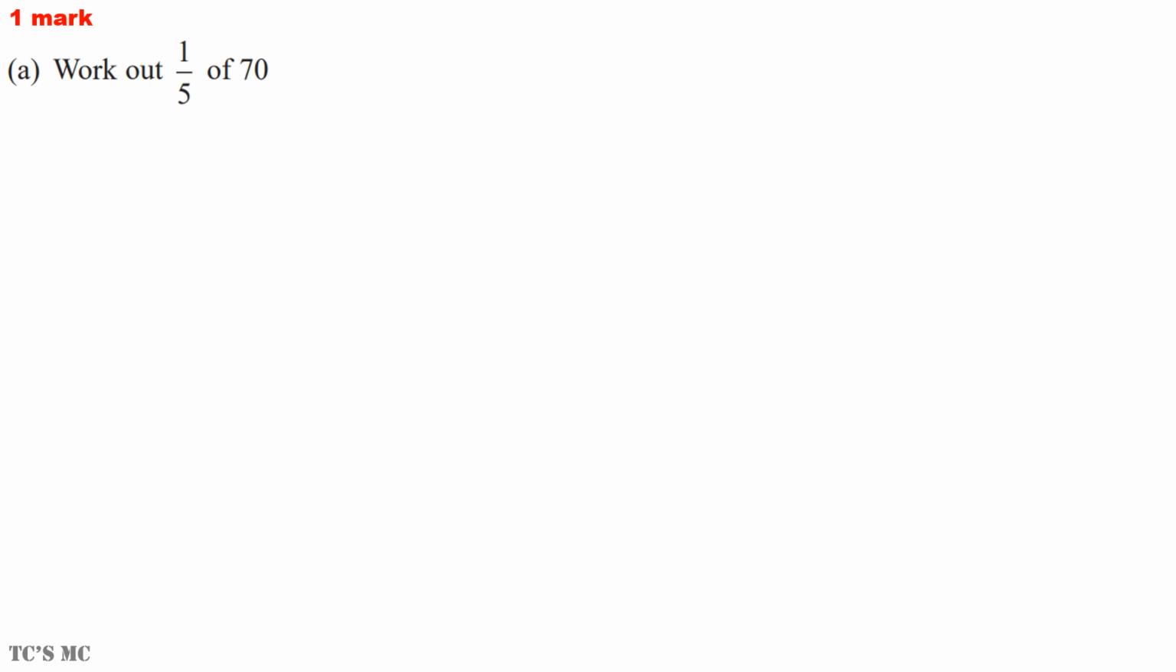Work out 1/5 of 70. So if you remember, when you do a fraction of an amount, you need to divide by the denominator. So I need to do 70 divided by 5. I like to write my divisions as a fraction. So I've got 70 over 5.